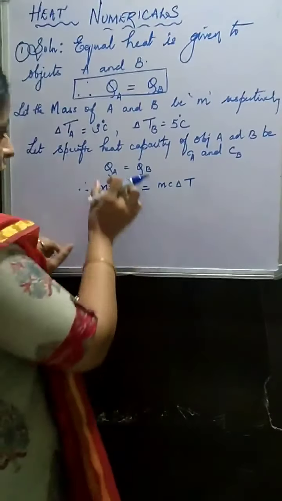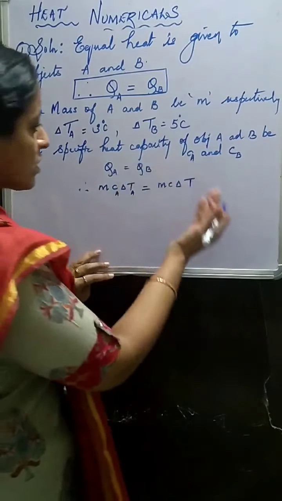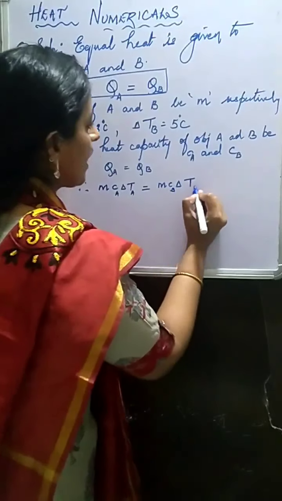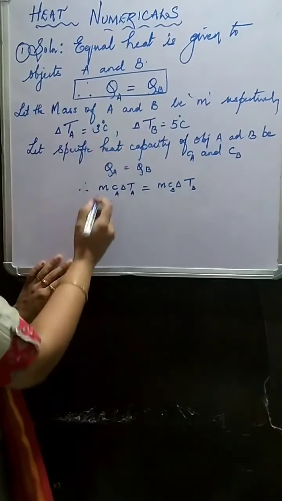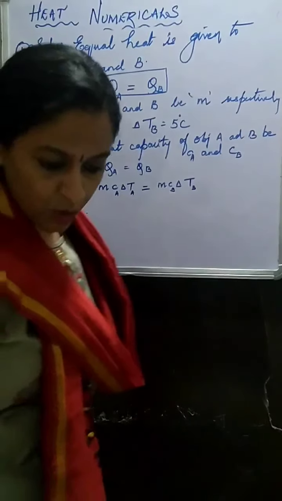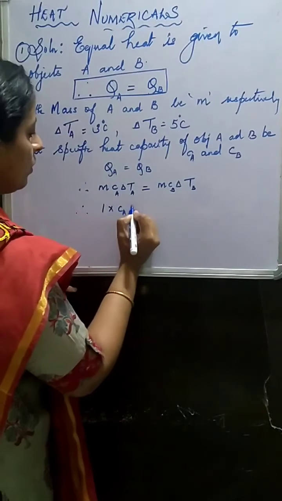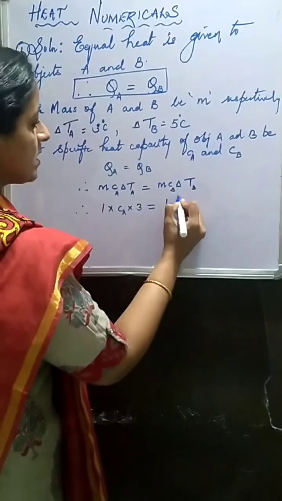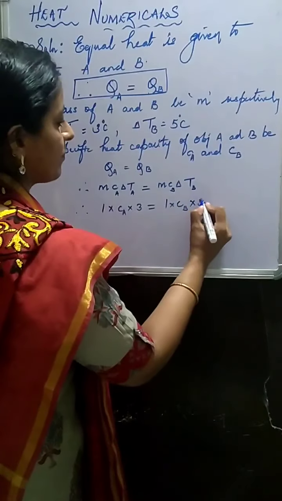This is the formula. Now for object A, mass is the same, but specific heat capacity will be Ca and delta T. Same way make the change for B. Mass is the same because they are of equal mass. This will be Cb and this will be delta Tb. Now substitute the values. They have given how much is mass. Mass is given as 1 gram. So in place of mass 1 into Ca we don't know into delta Ta is 3 is equal to mass is 1, Cb we don't know. Specific heat capacity is the question. No. And delta Tb is 5.